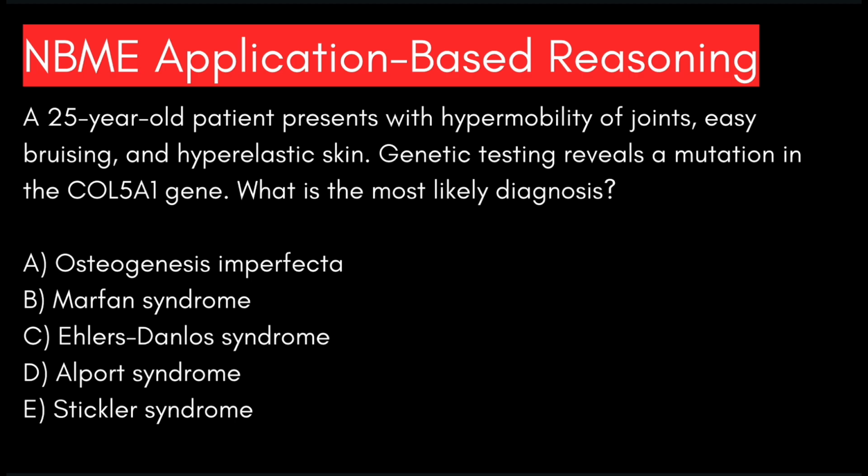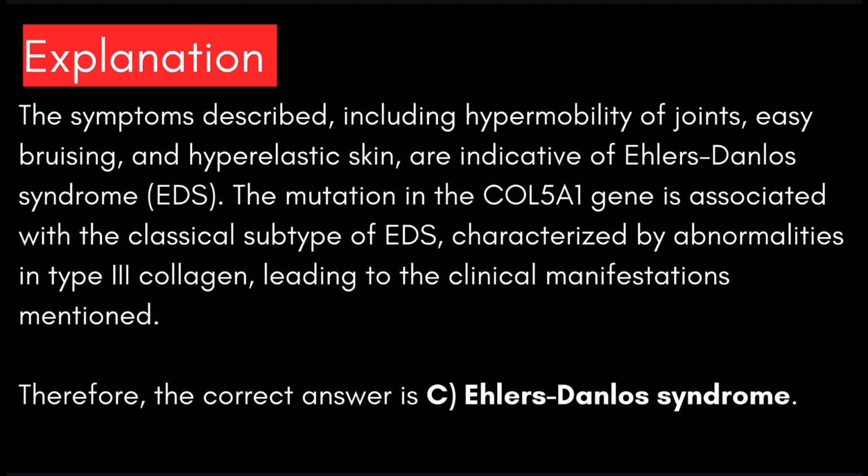Alright, moving on. If you need more time, feel free to pause the video. The symptoms described, including hypermobility of joints, easy bruising, and hyperelastic skin, are indicative of Ehlers-Danlos syndrome, EDS. The mutation in the COL5A1 gene is associated with the classical subtype of Ehlers-Danlos syndrome, characterized by abnormalities in type 3 collagen, leading to the clinical manifestations mentioned. Therefore, the correct answer is Ehlers-Danlos syndrome.